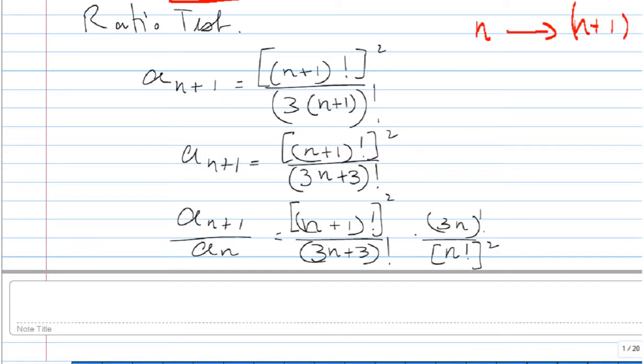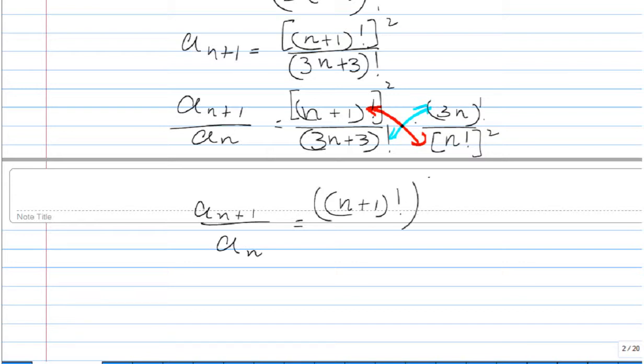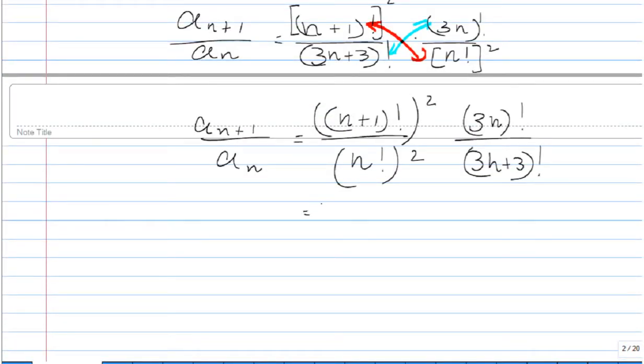So now what we're going to do, we're going to put this term above this term and this term above this term because they are of the same nature. So we have a_(n+1) over a_n equal to (n+1) factorial squared over n factorial squared, times (3n) factorial over (3n+3) factorial. So the square over the square becomes the entire fraction squared.